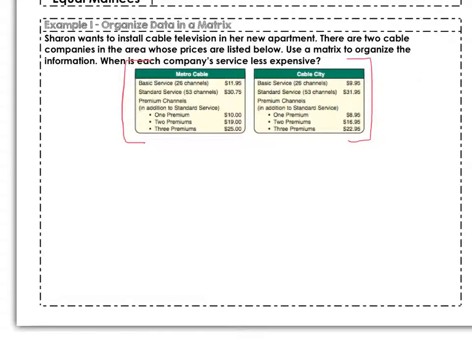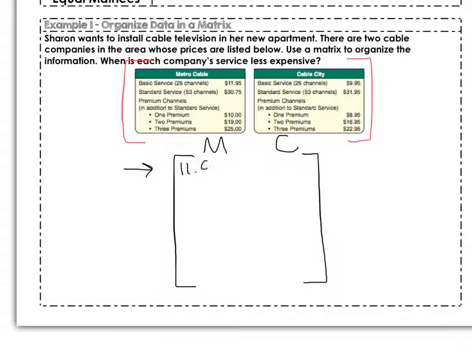I'm going to create a matrix with a column for the metro cable and then a column for the cable city prices. Okay? So the very first row is going to represent the basic service. It's $11.95 for metro and $9.95 for cable city. The second row represents standard services, and it's $30.75 for metro and $31.95 for cable city.